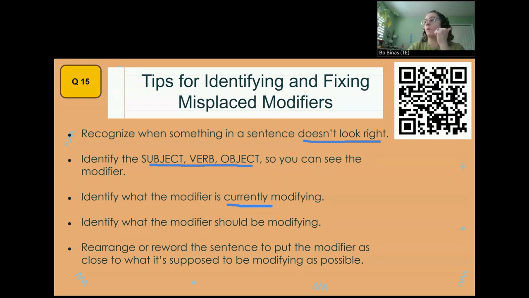Okay? Okay. And whatever it's currently modifying is not always going to be what it's supposed to be modifying. Okay? If it's a misplaced modifier, what it's currently modifying is not going to be right. So then you have to figure out what it should be modifying. And your brain knows how to do this already. Your brain will fix the sentences for you, and you'll know what the author meant.